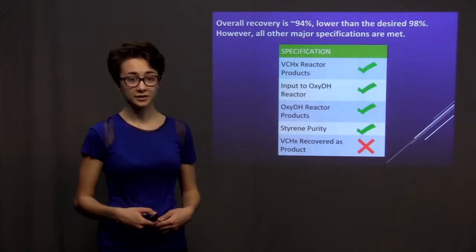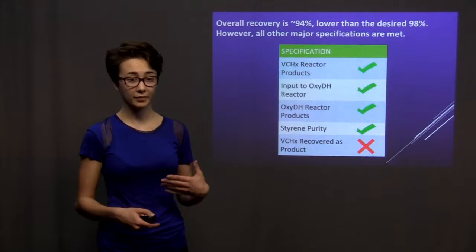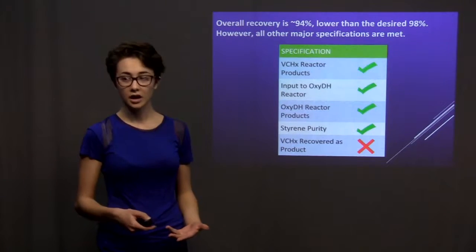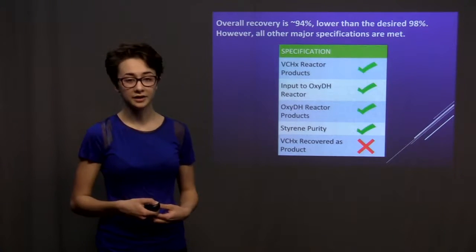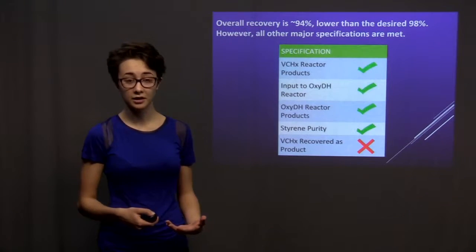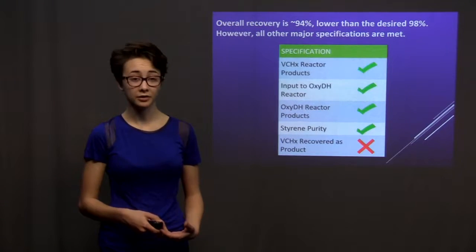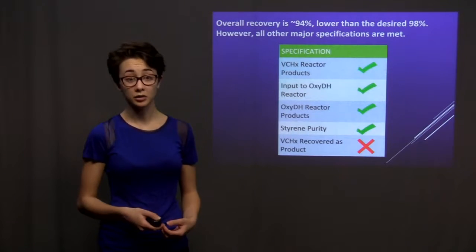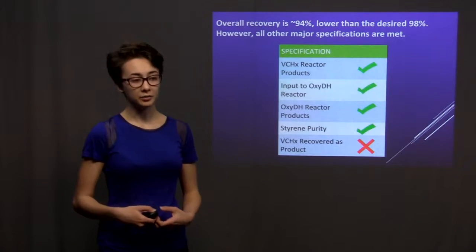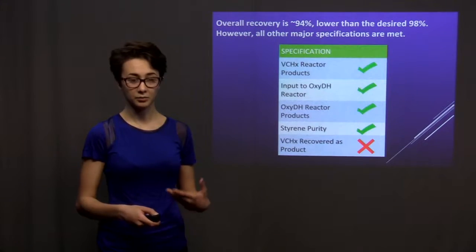First of all, our process meets all hard specifications such as safety concerns and other specifications. However, we do not meet a soft spec of overall vinyl cyclohexene recovered as styrene product. We hoped to attain a recovery of 98%, however, we were not able to design a process that got us past 94% recovery. However, since this is a soft spec, we felt that it was reasonable and that our process was valid as designed.